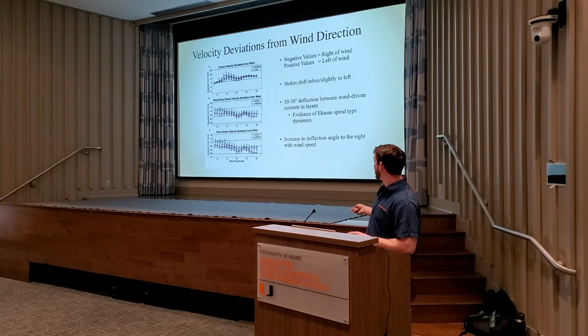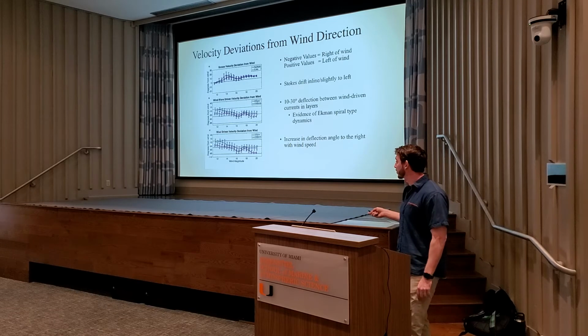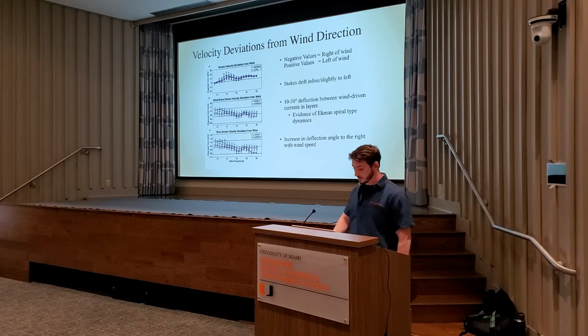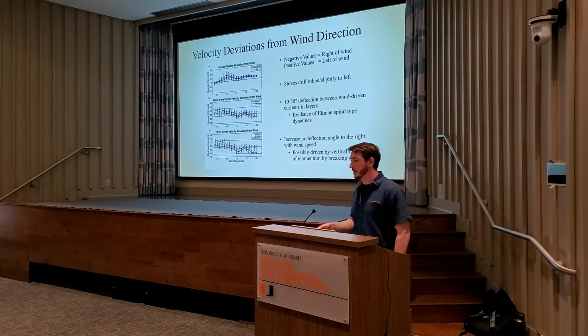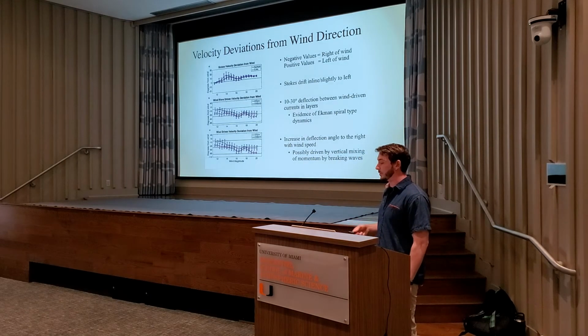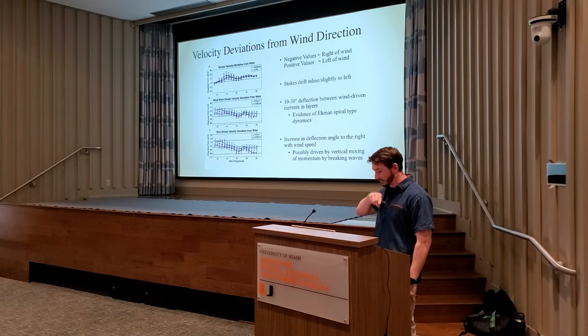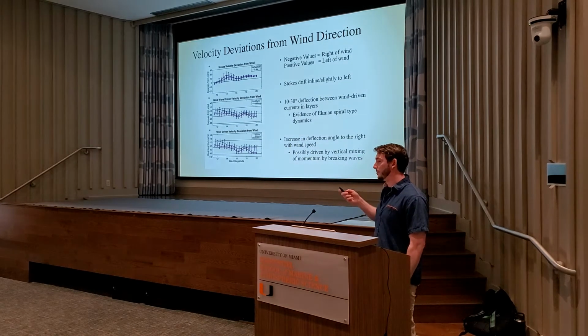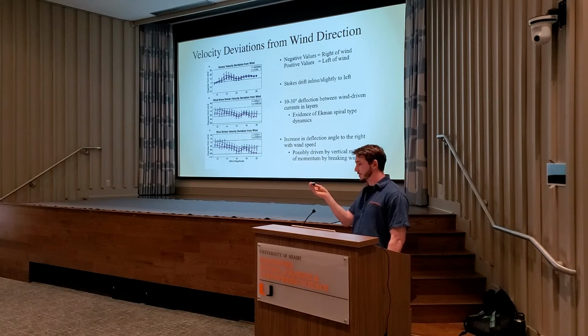The other thing we see is an increase in deflection angle as we go from lower wind speeds to higher wind speeds, which could be an effect of vertical mixing of momentum done by breaking waves and turbulence. I like to think of this as you're stirring up the top few vectors of your theoretical Lagrangian spiral, so you get more of a turn to the right.